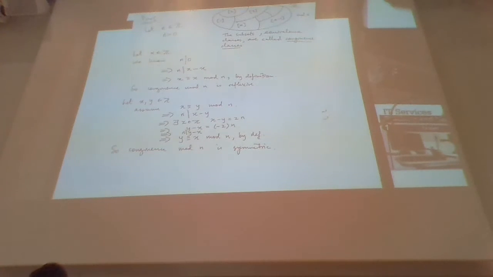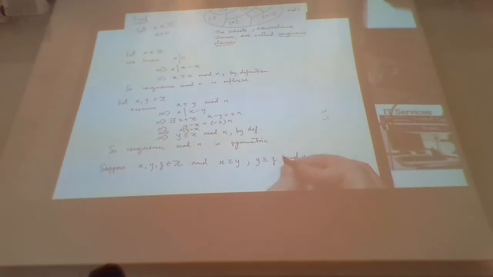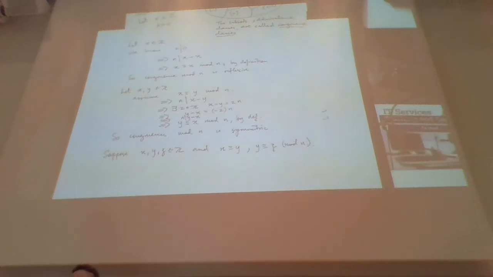So we just have to prove transitivity now. So now suppose x, y, z are in the integers, and x is congruent to y, and y is congruent to z mod n. We need to prove that x is congruent to z mod n. Well, by definition, that implies n divides the difference x minus y, and n divides the difference y minus z. That's by definition of the congruence relation.